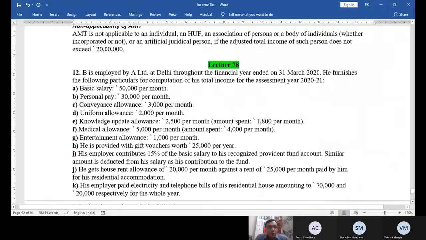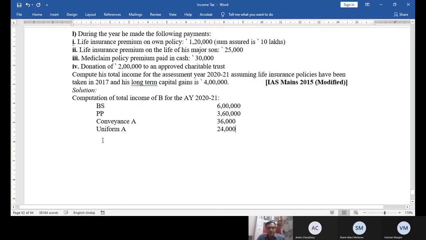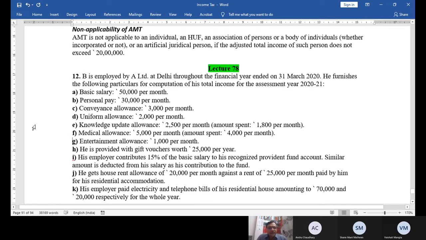Next point. Knowledge update allowance. Do you remember this is also that allowance? Research allowance, academic allowance, knowledge update allowance, where exemption depends upon actual expenditure. So how much did I actually spend? 1,800. How much did I receive? 2,500. So how much is the taxable amount? The difference. Knowledge update allowance, I'm writing the full form. 2,500 minus 1,800, into 12. Exemption depends on actual expenditure. ₹8,400.